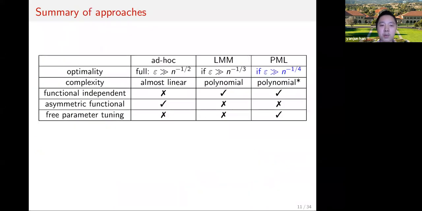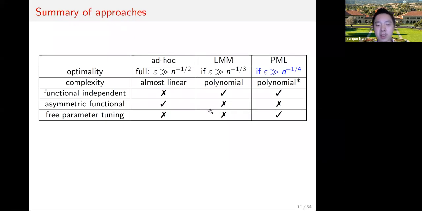Okay, let's take a summary of these three approaches. The ad hoc approach can achieve full optimality whenever epsilon is greater than 1 over root n, that is a parametric rate, and the computational complexity is almost linear. And it can deal with asymmetric functionals. The issue with ad hoc approaches is, first, that it depends on the specific functional. Second, it typically requires lots of parameter tuning in the algorithm.